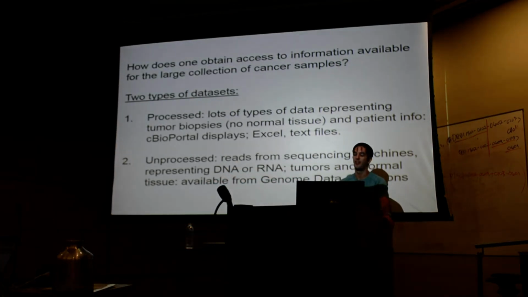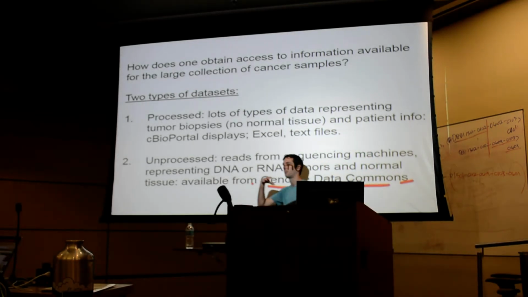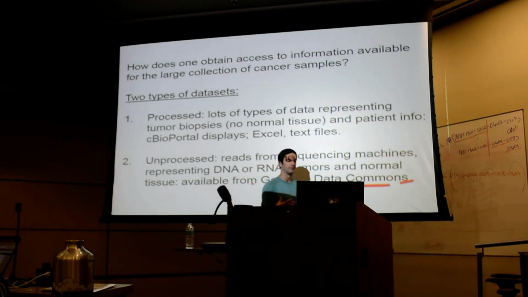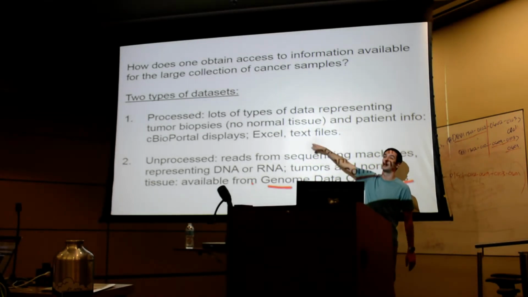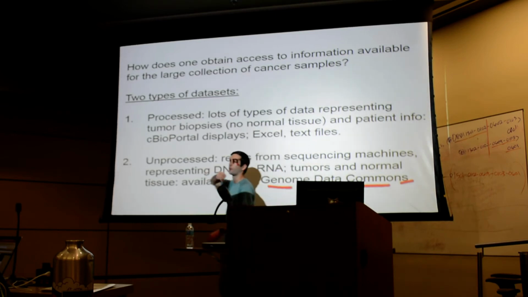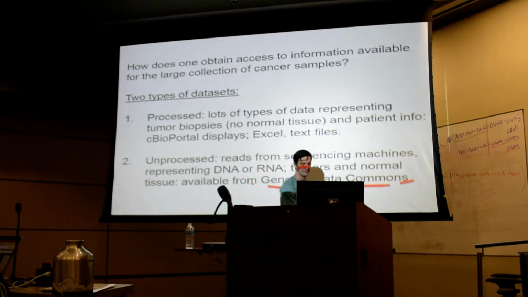In that case, this is available through the Genome Data Commons. Once again, you ask for the ability to use it through NIH, and then it's all through the Genome Data Commons. That's the equivalent of cBioPortal. This is where you have all of the unprocessed data for all these patients. You ask for those reads, and then you're able to go from there.